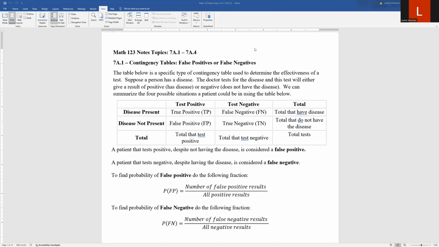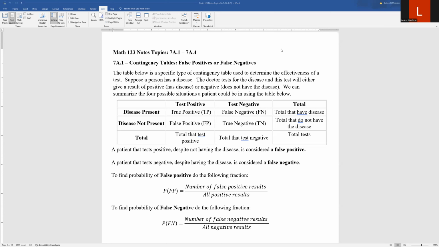All right, so I'm going to have to re-record the video that I had done earlier as part of this one because it did not capture any of the ink when I was writing with the pen. So this video is going to cover 7A1 all the way to 7A3.